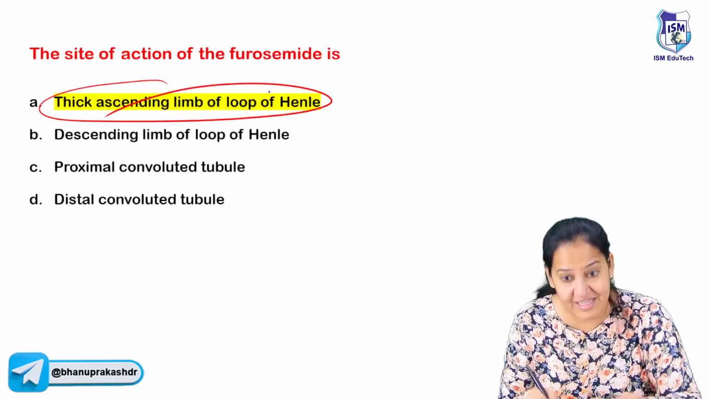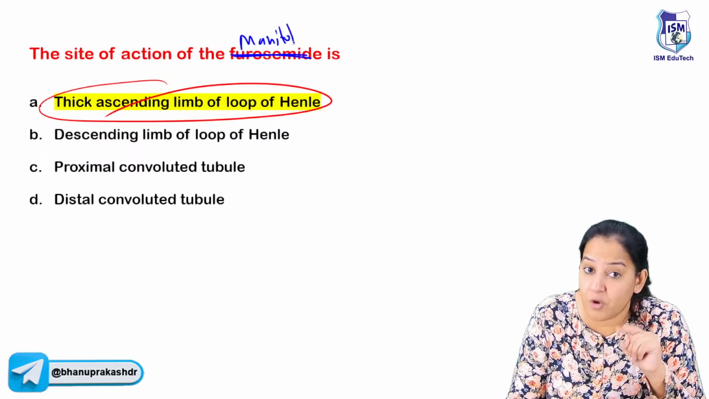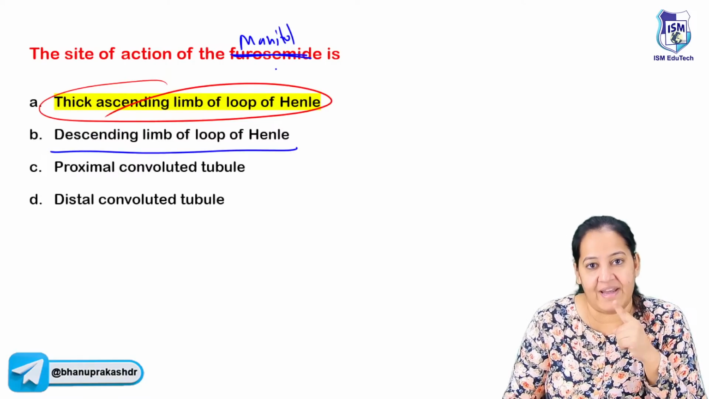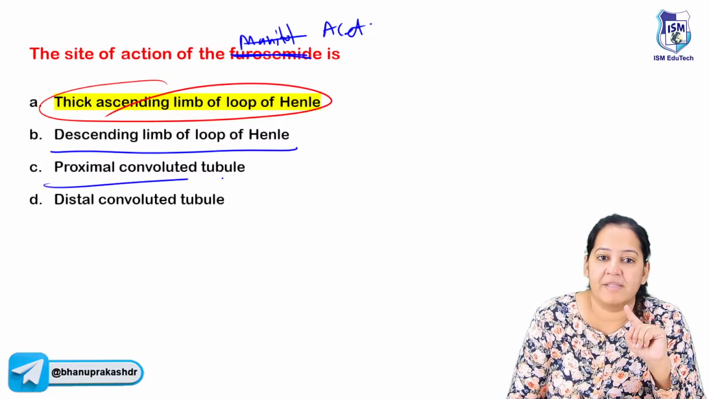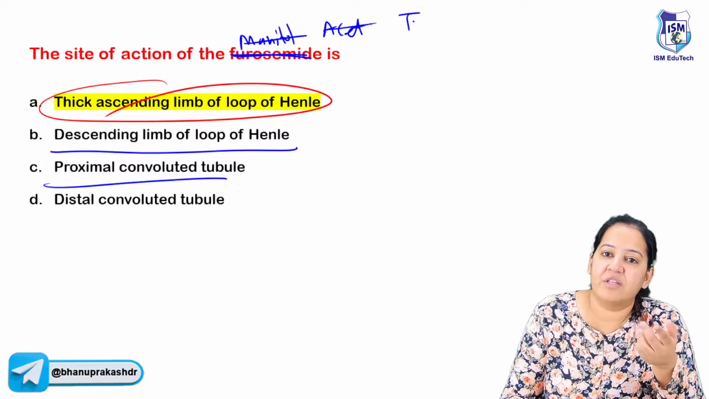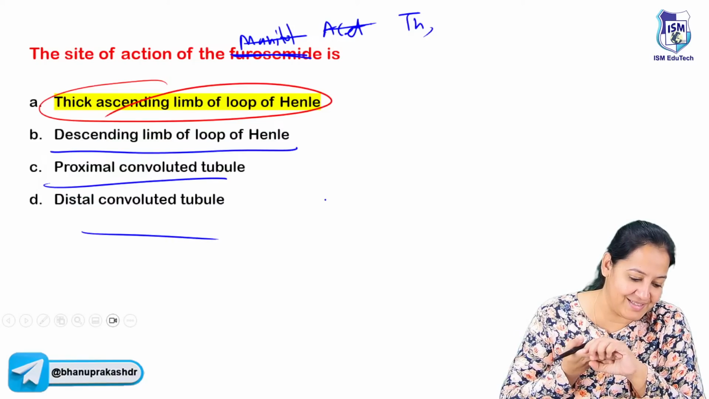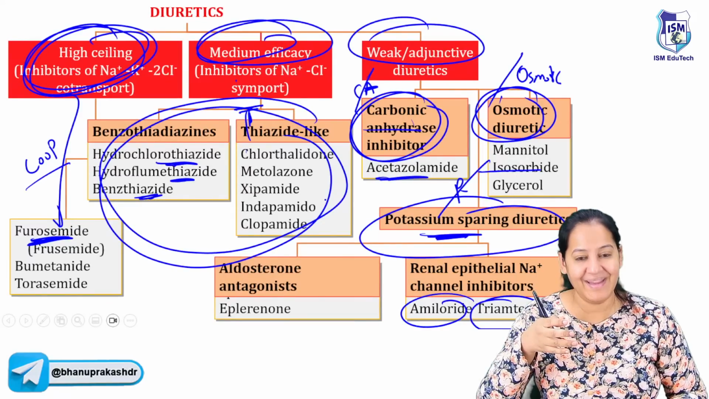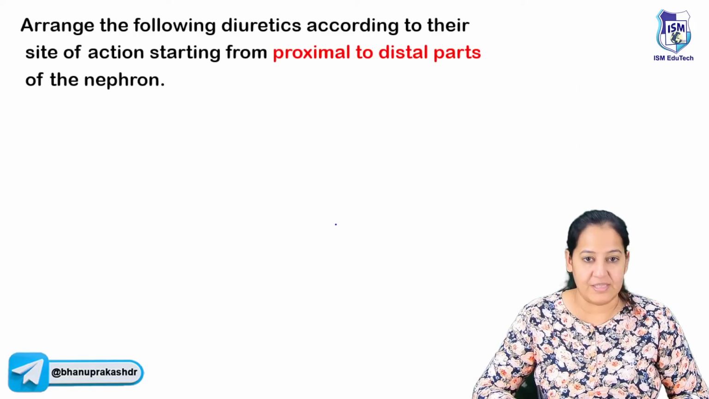If I change the same question, instead of furosemide, if I ask you mannitol. Mannitol is an osmotic diuretic. My answer will become descending limb of loop of Henle. If I change the question to acetazolamide, which is a carbonic anhydrase inhibitor, my answer will become PCT. If I give you any of the thiazides, my answer will become DCT. So you get frequent questions on that. Okay. Can we go ahead? Yes. So this is the way you have to learn the mechanism of action of these drugs.